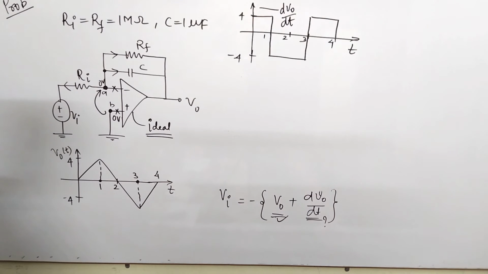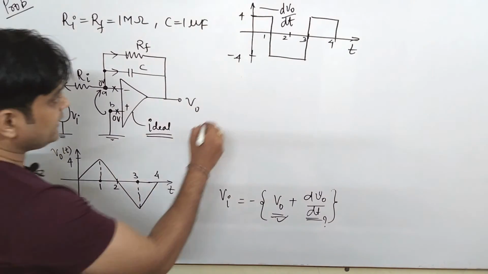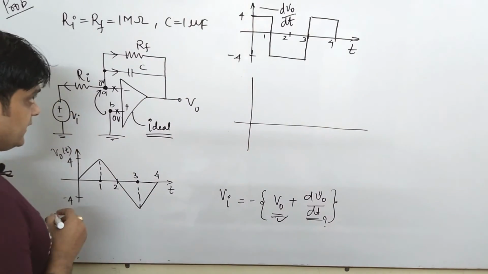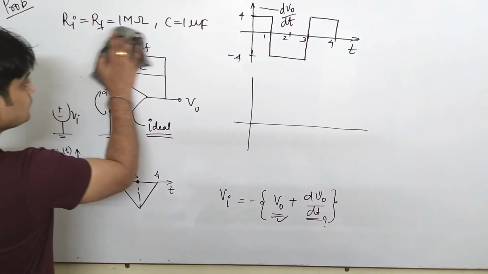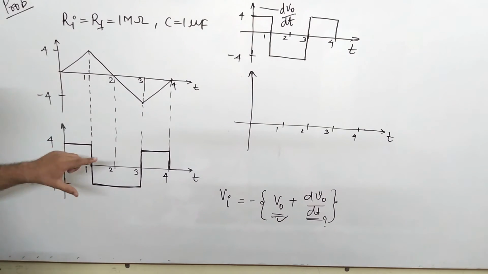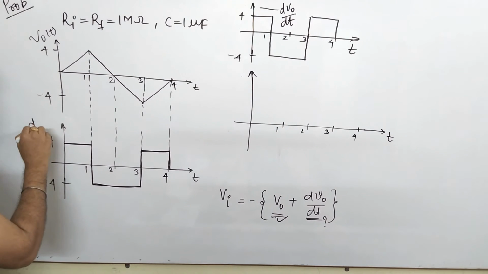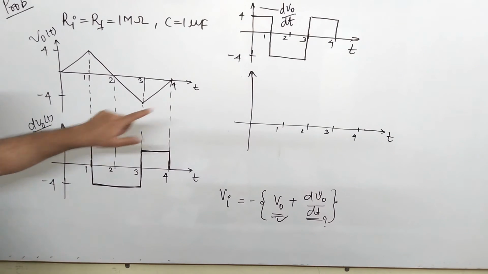Now what I will do, I will add these two, V0 and dV0 by dt. If I add these two now, see, very important how we add this. Now just try to understand. For adding this, I will redraw these diagrams. Now friend, I am going to add this. This is your V0(t) and this is your dV0(t) by dt. Now I am going to add this here.